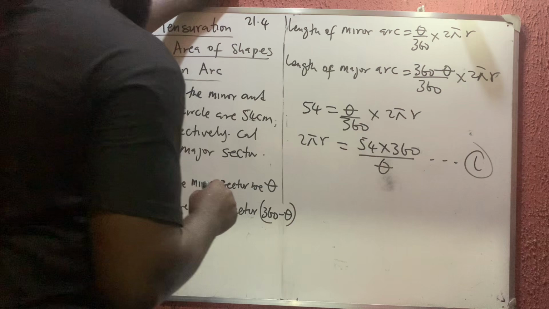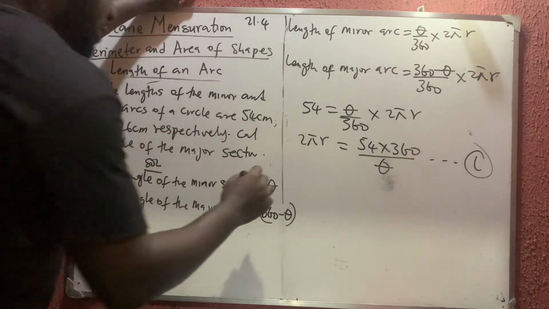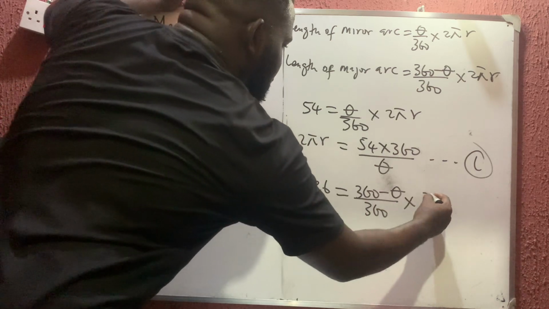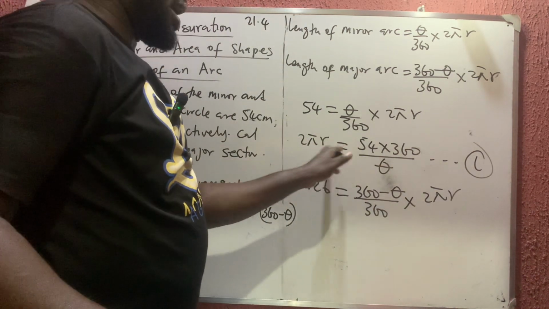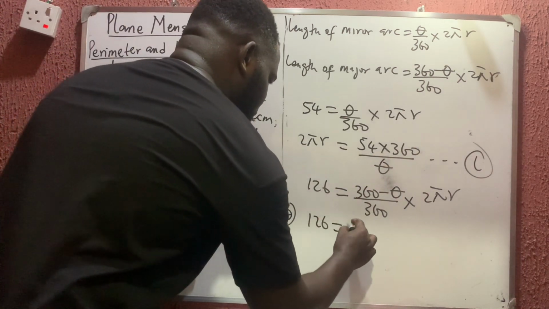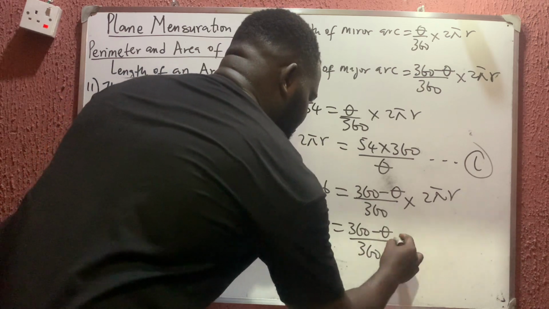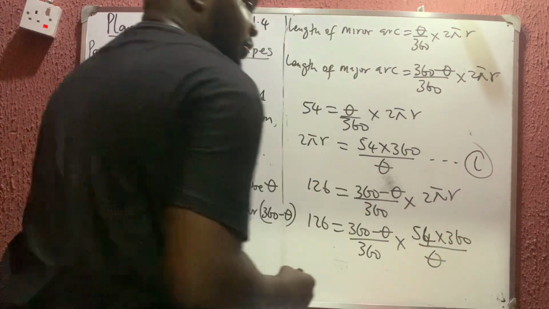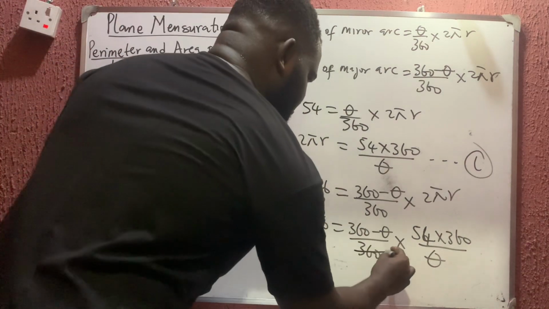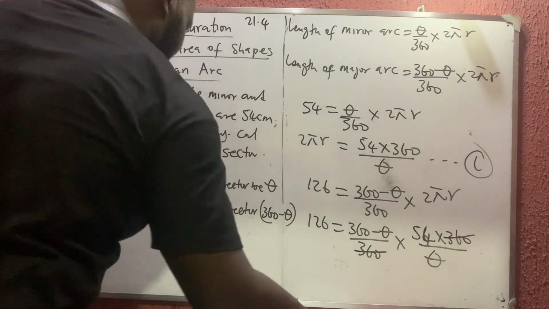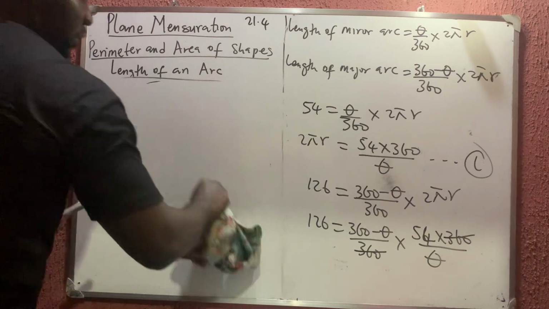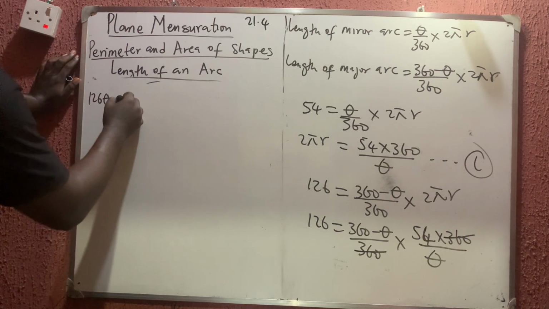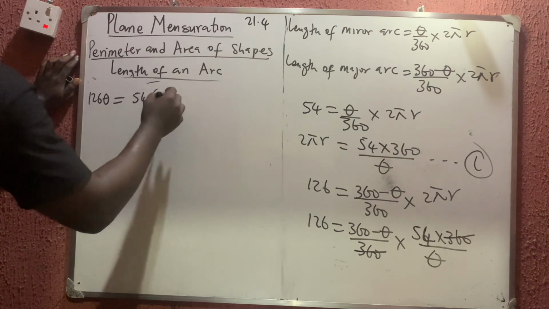Now from the second one, we know that the length of the arc, which they gave us as 126, will now be 126 is equal to 360 minus theta all over 360 times 2 pi r. And don't forget that 2 pi r, we have gotten it as this. So we have 126 is equal to 360 minus theta over 360 times, instead of writing 2 pi r, I'll write it as 54 times 360 divided by theta. So the 360 takes care of 360. If I cross multiply, I'm going to have 126 theta is equal to 54 in bracket of 360 minus theta.